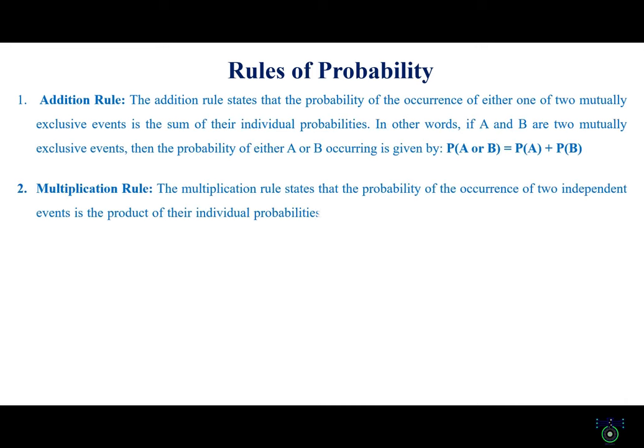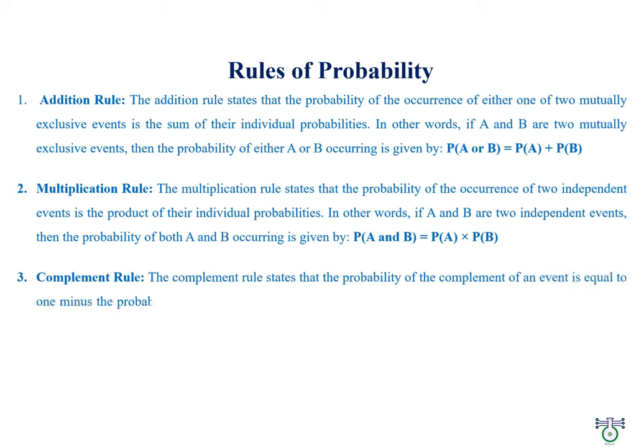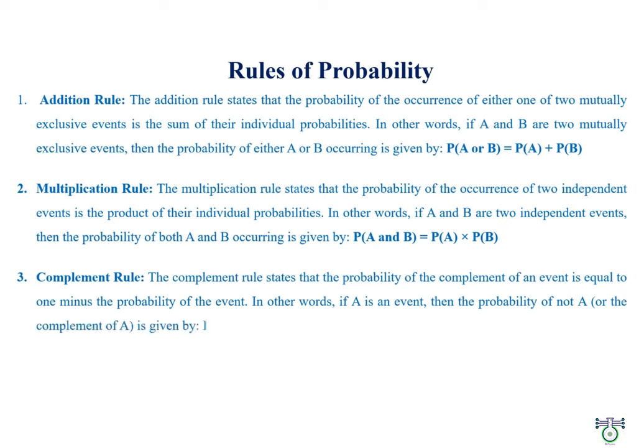Third is complement rule. The complement rule states that the probability of complement of an event is equal to 1 minus the probability of the event. In other words, if A is an event, then the probability of not A or complement of A is given by probability of not A is equal to 1 minus P of A. We will understand it better by using it in the problem solving question.